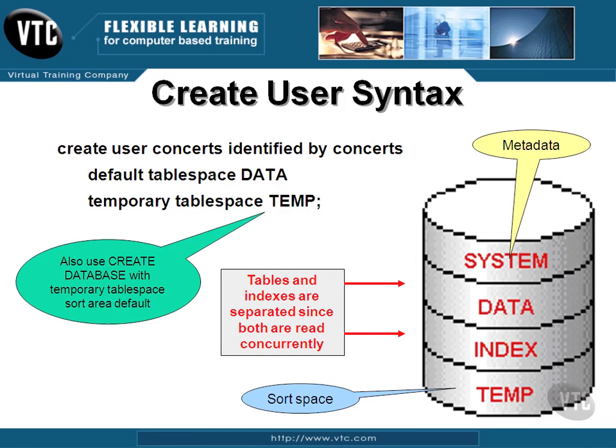So in this case, we create the user concerts. We identified by the password concerts, the same password and username. This is a simple test database. I gave it a default table space of data to change it from users to data. And I set the temporary table space as temp, which I don't really need to do because that's the default anyway. And as we can see here, in this diagram, you can use the create database command in recent versions of Oracle to set the temporary table space default. Here is the sort space down here, which is temp.